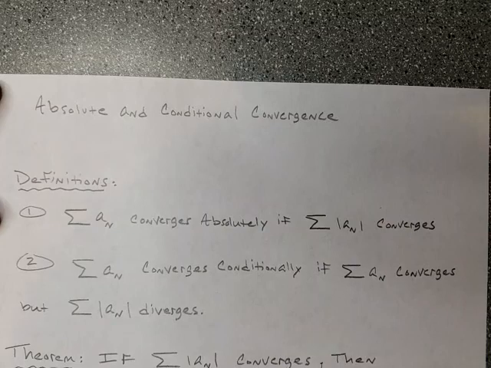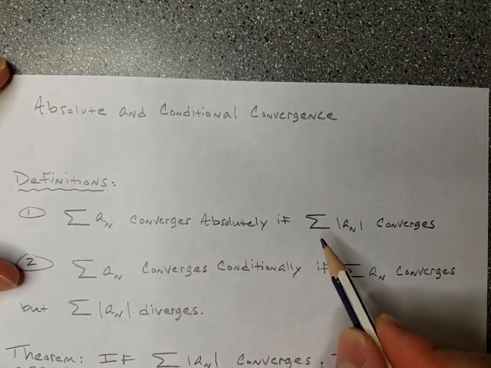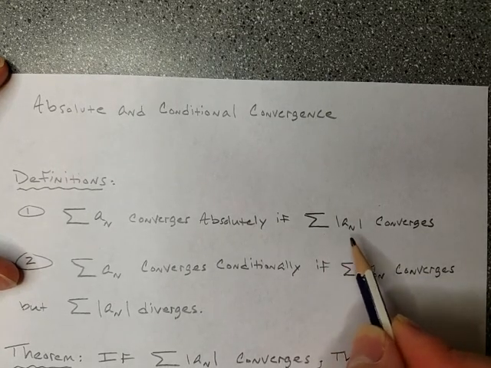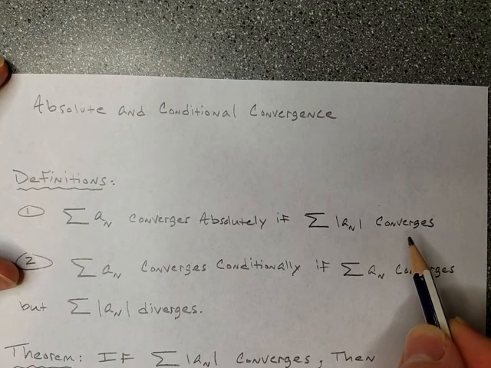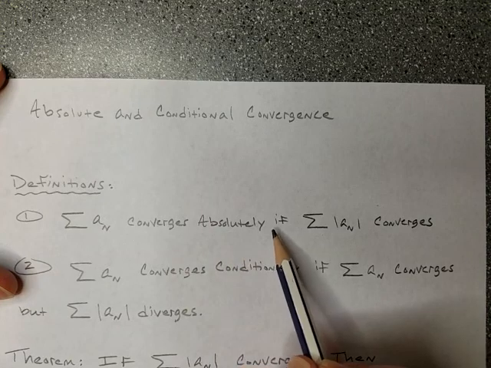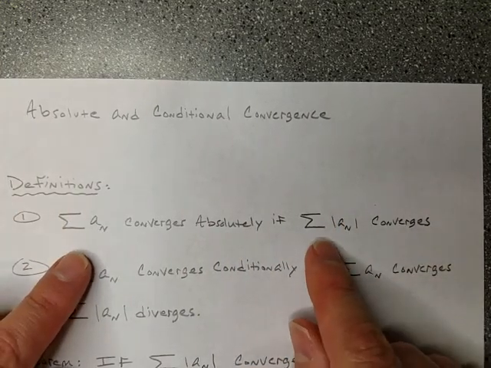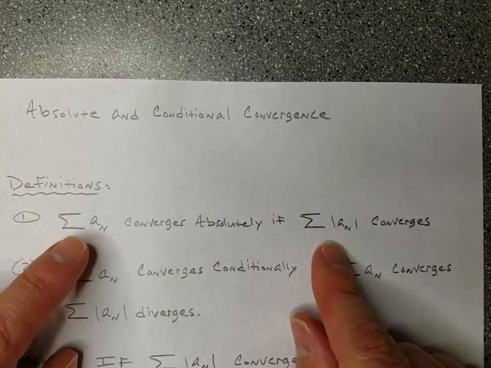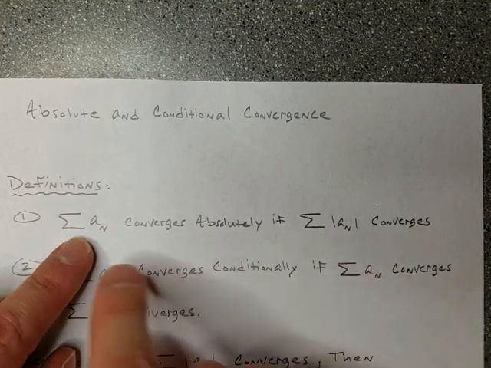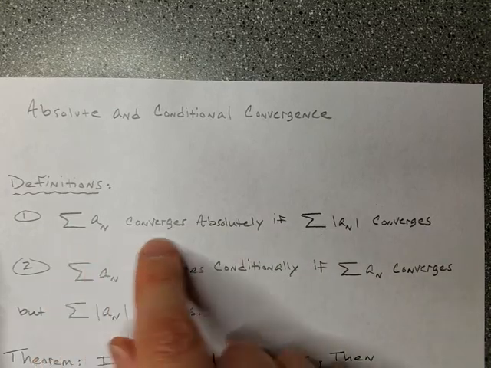Okay, here they are. A series converges absolutely if the same series with all the terms made positive converges. So the series a_n converges absolutely if the series of absolute value a_n converges. What's the difference between these? This series has the same numbers as that one, but in this series, they're all positive. So if there were some negatives in there, that one would be made positive. If that one converges, this one converges absolutely.